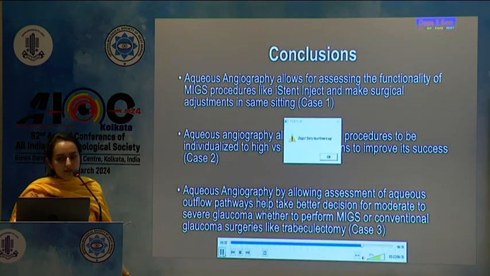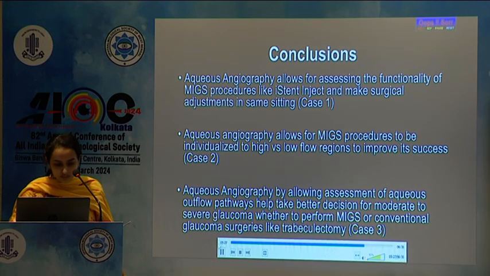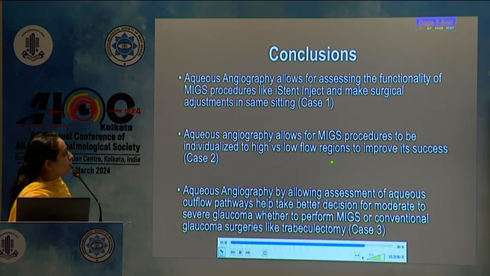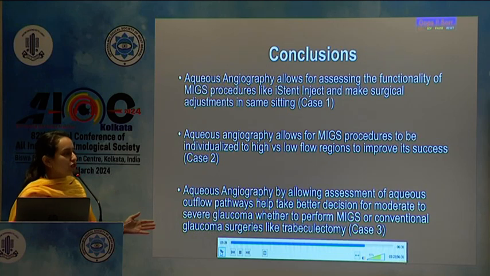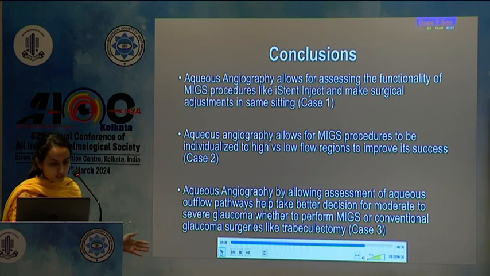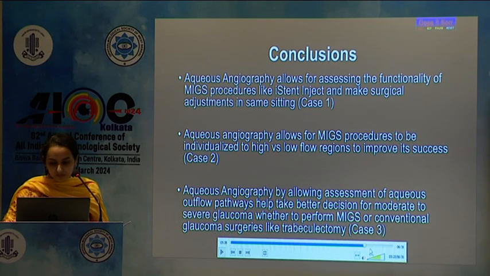Through these cases, we would like to summarize that aqueous angiography allows for assessing the functionality of a MIGS procedure. It allows us to individualize and target the MIGS procedure in either a high flow or a low flow region, which can be seen through this. And it also allows us to take a decision between a MIGS or a conventional glaucoma surgery.